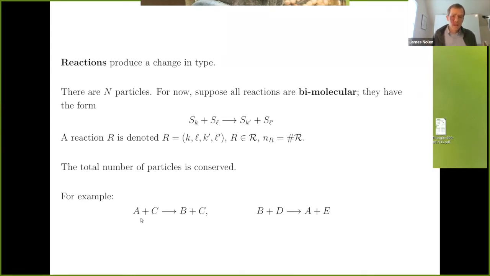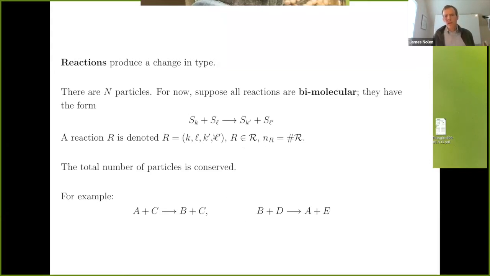So for example, maybe we're looking at species A, B, C, D, E, and 2 of the reactions that might be possible would be A and C combined to produce B and C. So here, chemical C is acting as a catalyst, catalyzing the conversion of A to B. Or all different species could be involved, B and D, going to A and E. So these reactions may occur simultaneously.